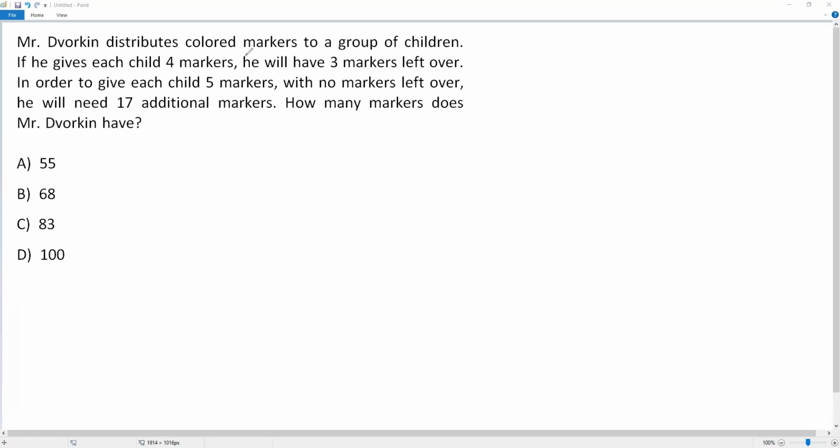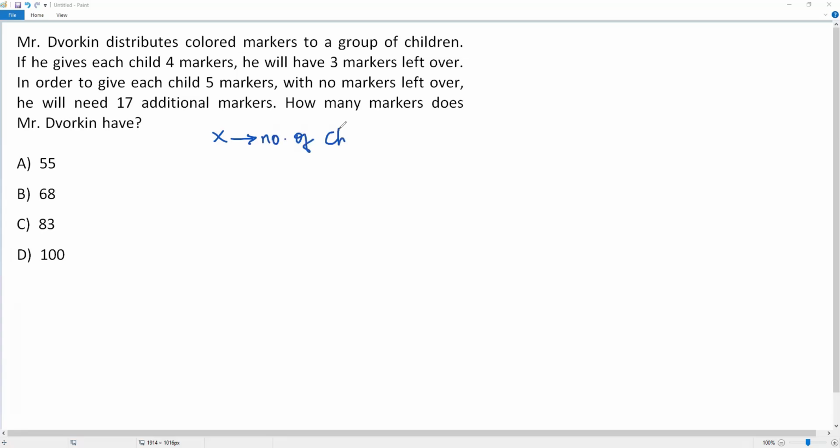Mr. Dvorkin distributes colored markers to a group of children. If he gives each child 4 markers, he will have 3 markers left over. In order to give each child 5 markers with no markers left over, he will need 17 additional markers. How many markers does Mr. Dvorkin have? Okay, let me assume x as the number of children.